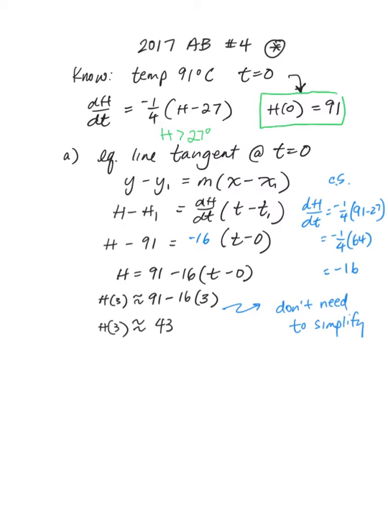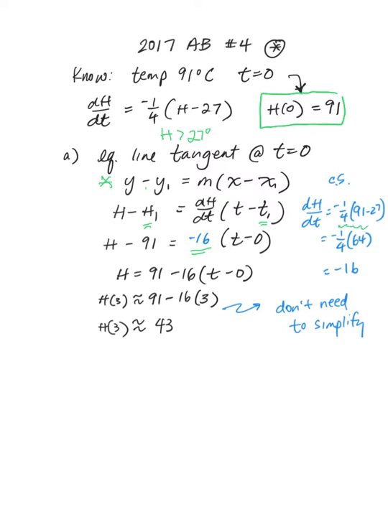First, part A is asking you to write the equation of a tangent line. So again, I just do my point slope form right here. And then I'm going to plug those in with my H, H1, T, and T1. I have my initial point, 0, 91. So I'm going to plug that in for T1 and H1 to find the slope. At 0, 91, I'm going to plug that into my given differential equation, negative 1/4 H minus 27.